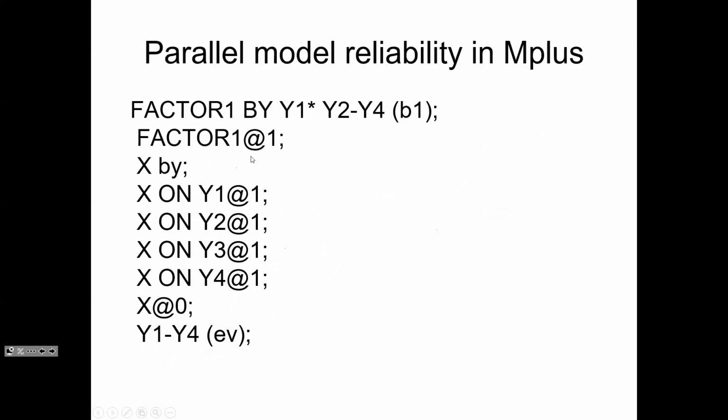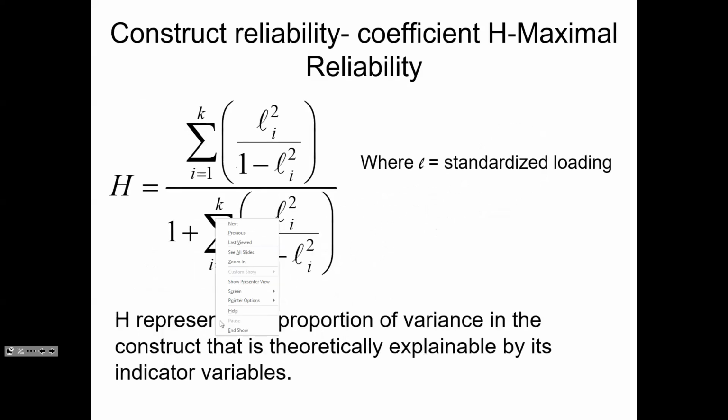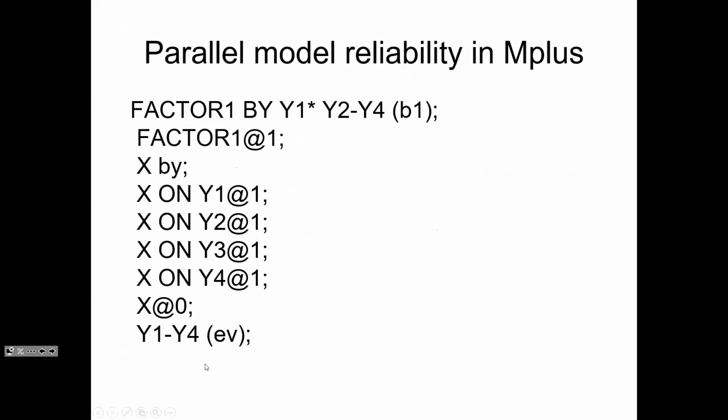So, for example, here's a code. The only thing that really looks different here is that down here where I say y1 to y4, I'm now constraining all the error variances to be equal by saying, I just call them EV for error variance. They're all going to be equal.